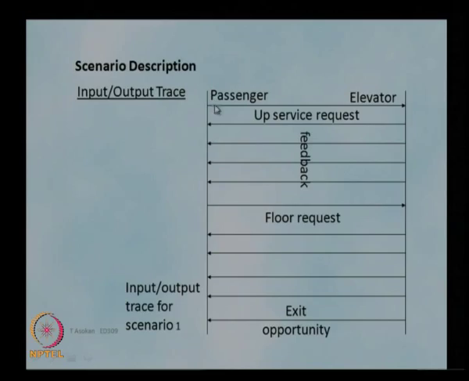So we can identify what are the requests going from the passenger, what kind of feedback is coming back to the passenger, and then what information is being sent from the passenger to the elevator based on the feedback given by the elevator. So all this can be represented in a pictorial way so that it is easy to understand for others, especially the design engineers. So anyone going through this will understand the kind of interaction taking place between the system and its subsystem or the external systems. So this is the input output trace for the scenario 1 which we discussed in the previous slide.